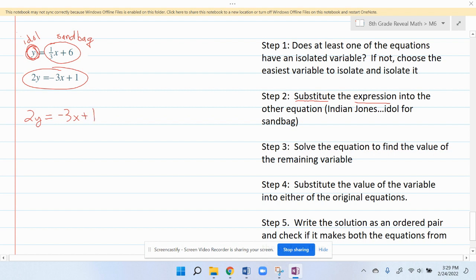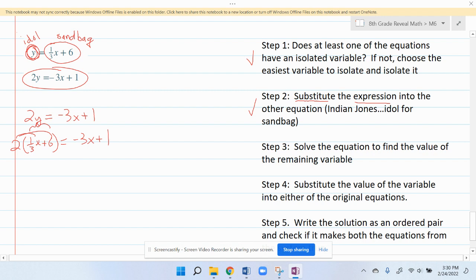What we do here is we take the y right here and we replace it with 1/3 x plus 6. So we have 2 times (1/3 x plus 6), and we just bring the rest down. Now we look here, we got that done. Now it says step 3, solve the equation to find the value of the remaining variable. Check it out, we only have an x here now. So we're trying to find the value of that remaining variable. First we simplify, then we solve.